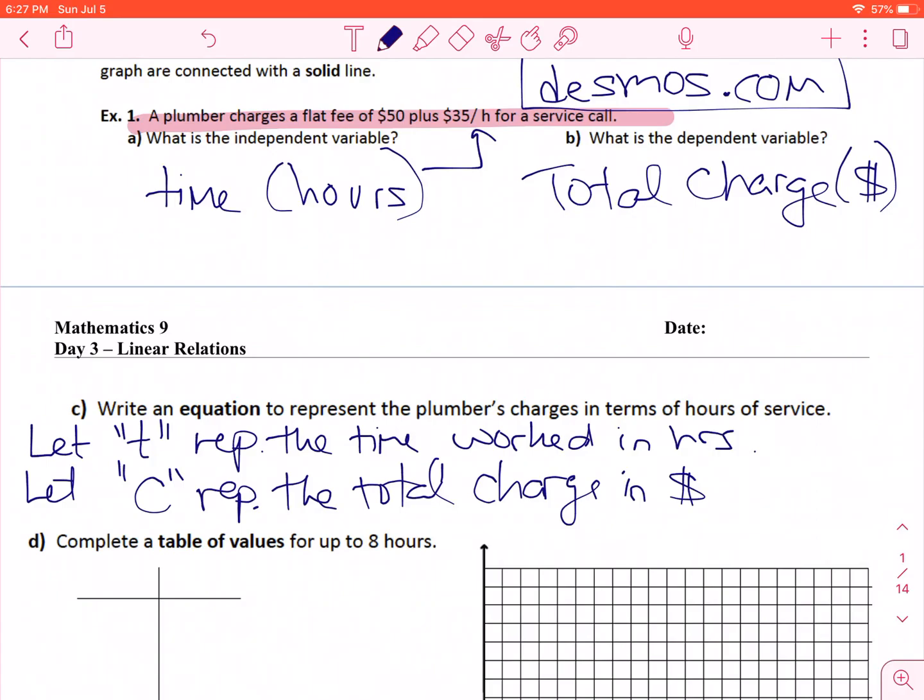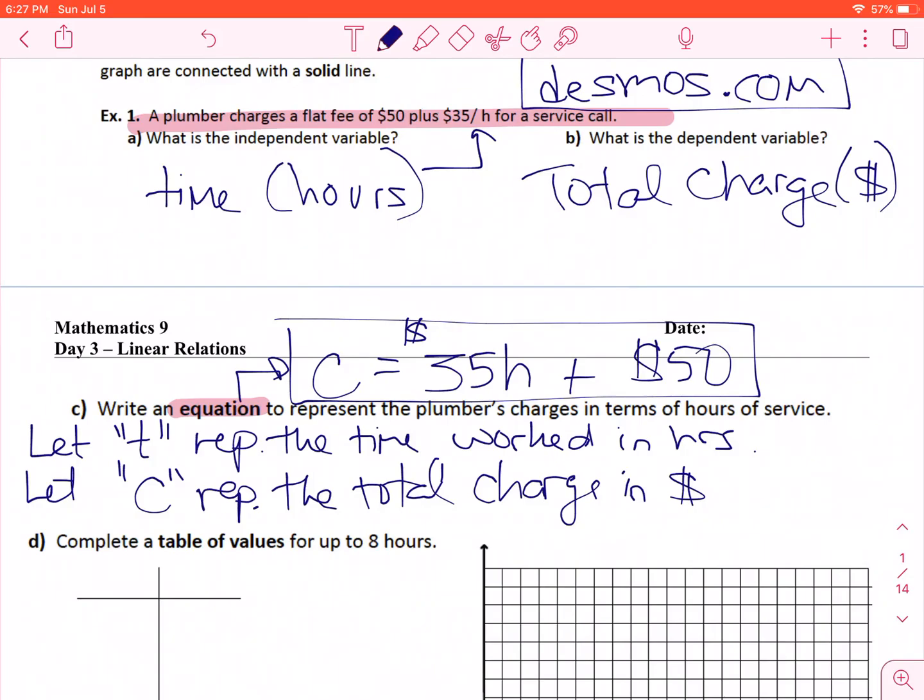Okay, so our equation, I'll just do it up here. Our total cost: this plumber charges $35 for every hour plus a $50 flat fee charge. Now, flat fee means that is your fixed cost and it is only paid one time. So even if you get 8 hours of this plumber's work, you don't have to pay $50 each time. It's just that one initial charge of $50 at the very beginning.